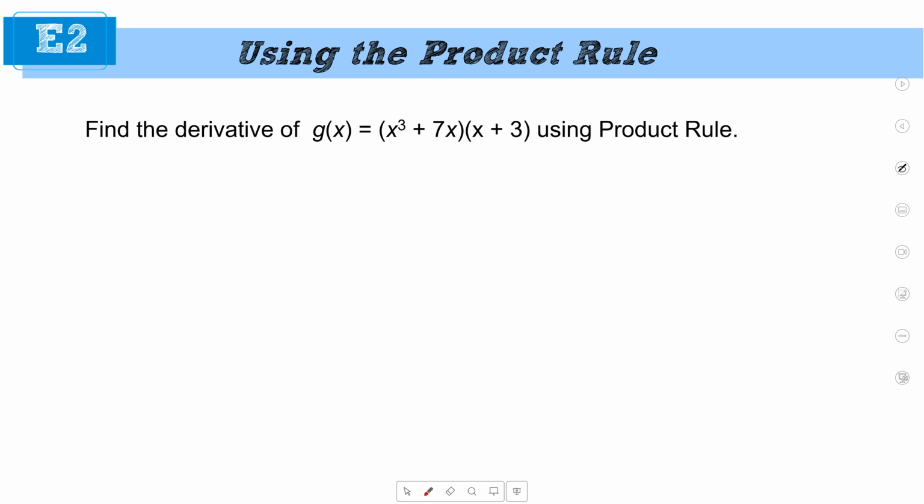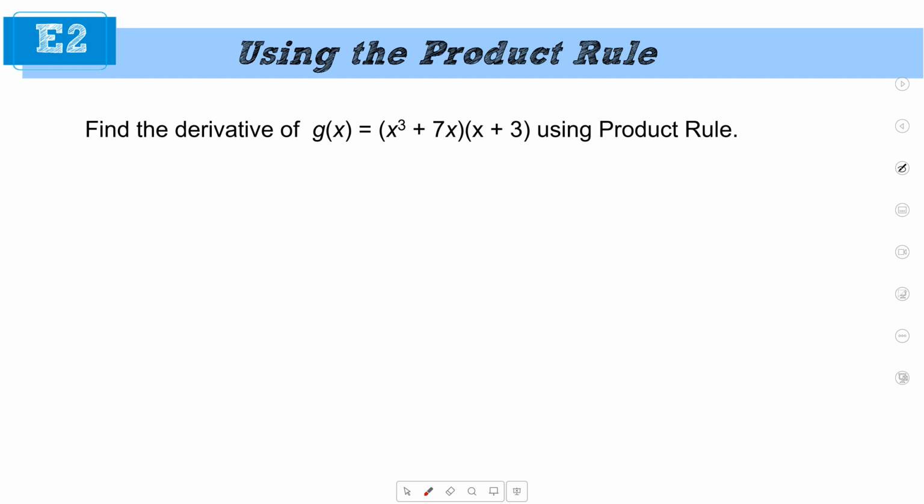Yes. Okay. G prime of x is equal to the first times the derivative of the second. Remember, the derivative of x plus 3 is a line with a slope of 1, so therefore its derivative is just plain old 1. Plus the derivative of the first, 3x squared plus 7, times the second, x plus 3. That's supposed to be a plus sign.